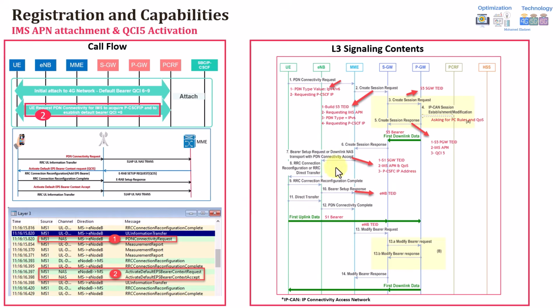Then what I would like to discuss with you in detail is the PDN connectivity request: what kind of information we have here, how the UE gets the information from the network, as we just mentioned, and what the message content is. So let's move to the next slide.